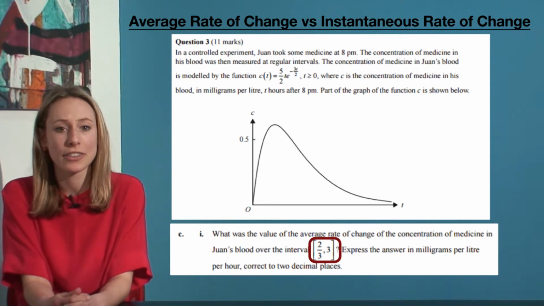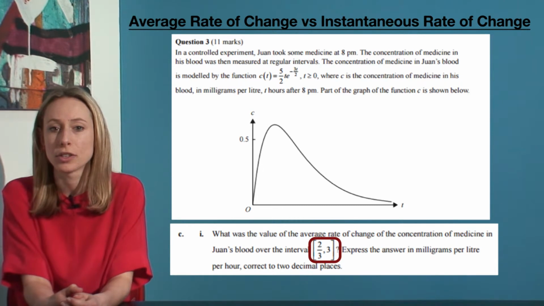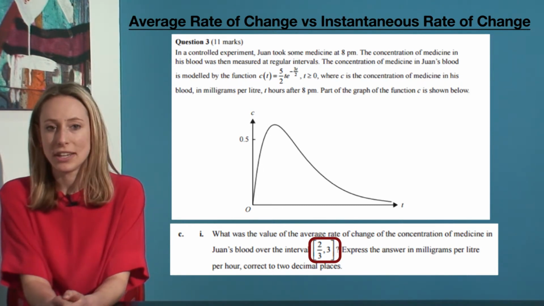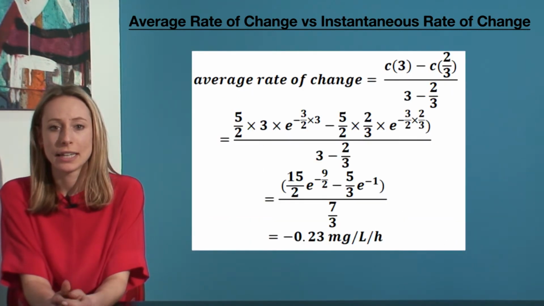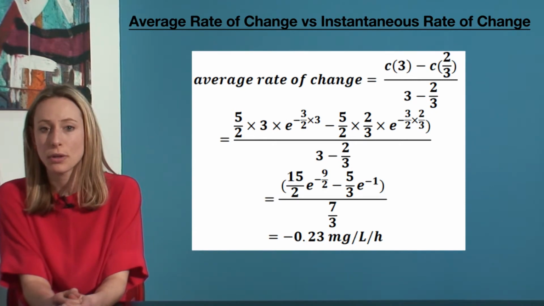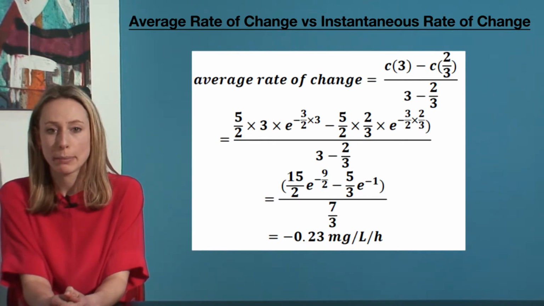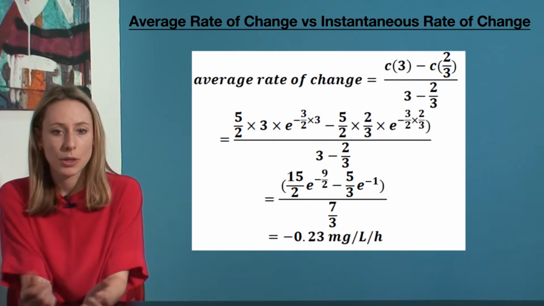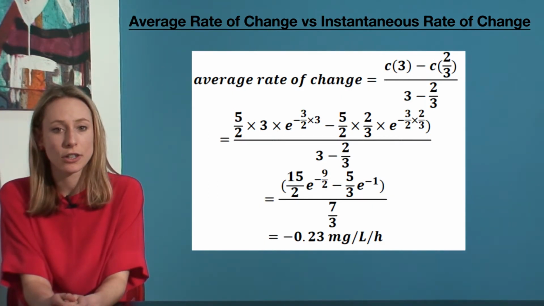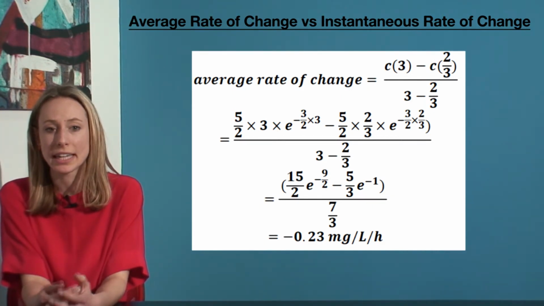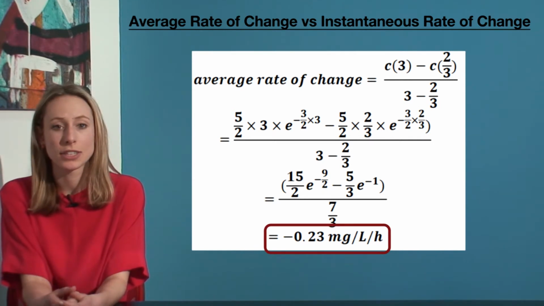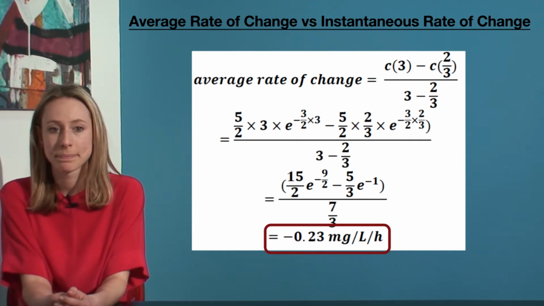So we know we want to work out the gradient of the slope between these 2 points, which will be the rise over the run. So we get the equation: average rate of change equals C(3) minus C(2/3), all over 3 minus 2/3. With working, this gives us negative 0.23 milligrams per litre per hour. Remember to include the negative and the units.